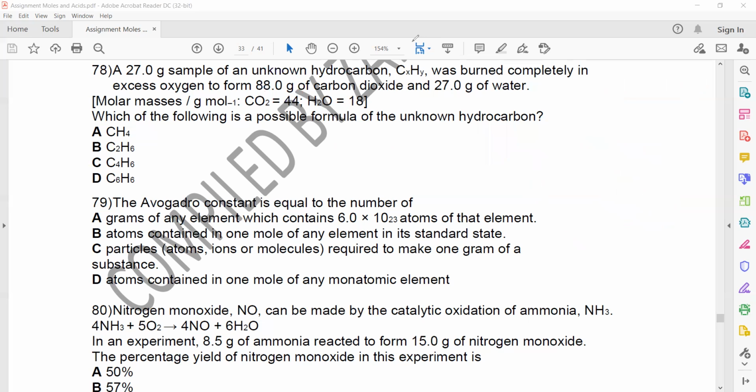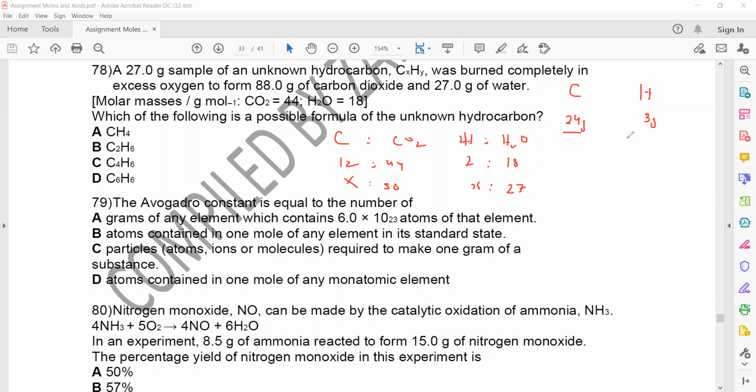The second way is to find the empirical formula. To get the mass of carbon, we know the ratio between carbon and carbon dioxide is 12 to 44. So if we have 88, cross multiplying gives 24 grams of carbon. There are two hydrogen atoms in one molecule of water, so the ratio is 2 to 18 in terms of mass. If we have 27, this gives 3 grams.